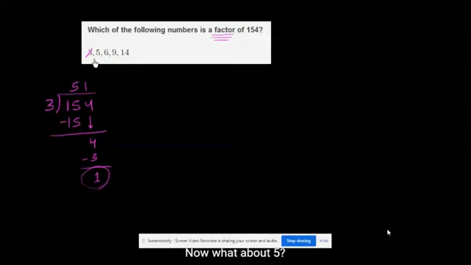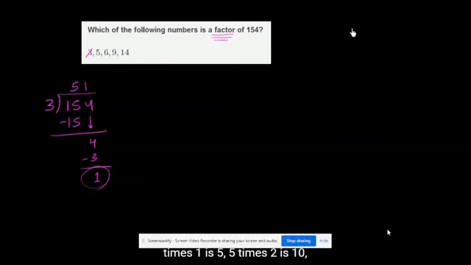Now what about 5? Well, any multiple of 5 is either going to have a 5 or a 0 in the ones place. You see that. 5 times 1 is 5, 5 times 2 is 10, 5 times 3 is 15, 5 times 4 is 20. You either have a 5 or a 0 in the ones place. This does not have a 5 or a 0 in the ones place, so it's not going to be divisible by 5. 5 is not a factor. 154 is not a multiple of 5.